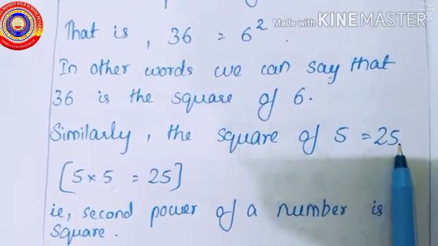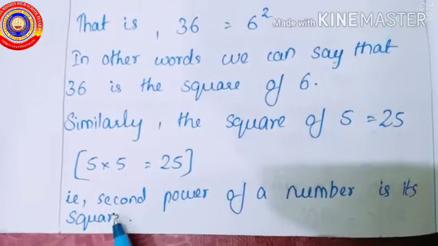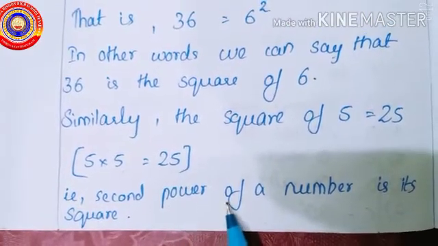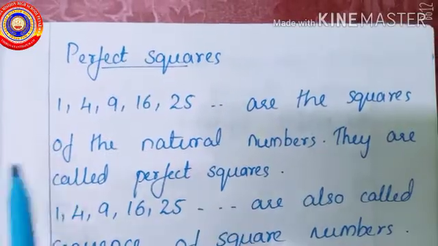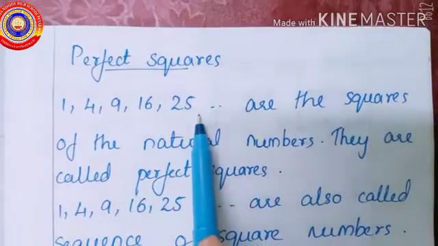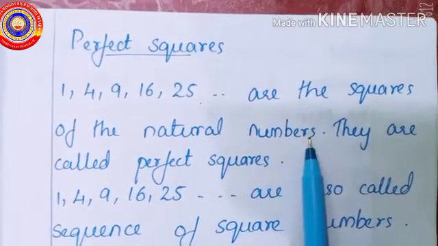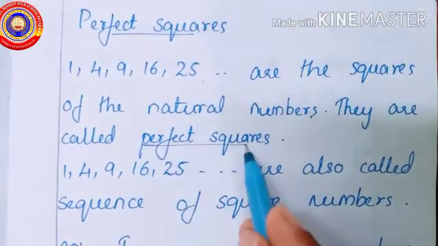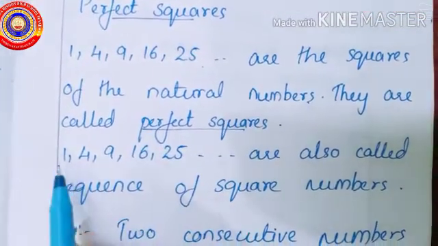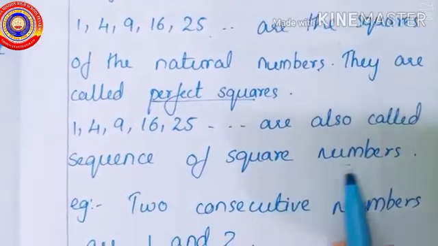Similarly, the square of 5 is equal to 25. That is, 5 into 5 is equal to 25. That is, the second power of a number is its square. Next is perfect squares. 1, 4, 9, 16, 25, etc. are the squares of the natural numbers. They are called perfect squares. And these numbers are also called the sequence of square numbers.